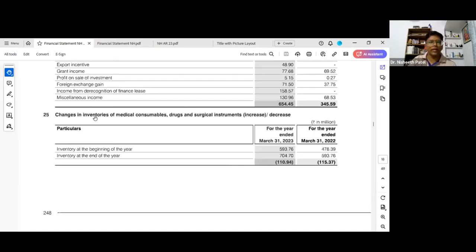So this is the inventories of the medical consumables, drugs, surgical instruments, increase or decrease. The increase is on the negative side, whatever is written in the bracket is the negative side. So at the end of the year, they have a negative 1110. Last year also, negative 115 million rupees of inventories were there. So they are getting more inventories than they are actually using.